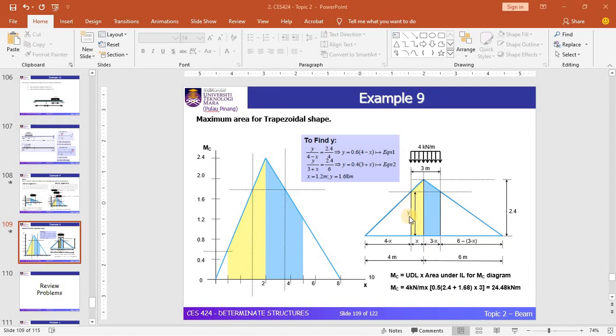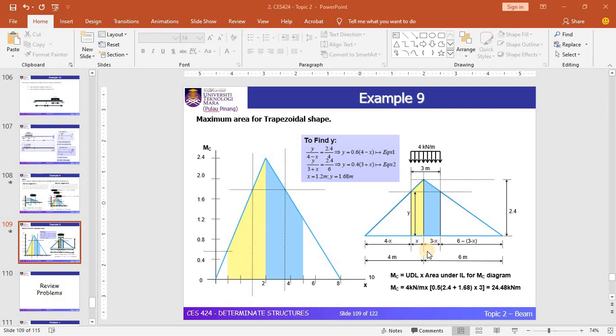For the vertical direction, we denote this particular height as y. We want to find the values of x and y in order to get the maximum area of a trapezoidal shape. So how do we get x and y? We will use mathematics. Since we deal with two unknowns, we need two equations to solve for them. Let's discuss this in detail.